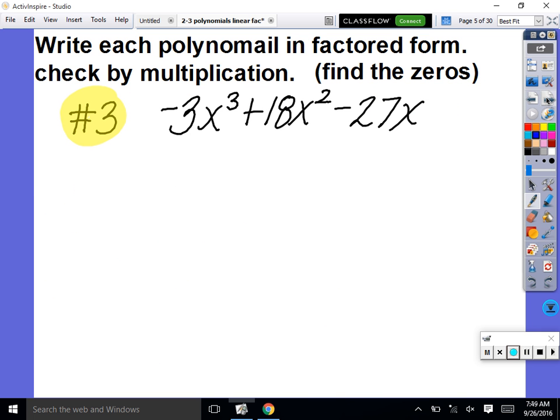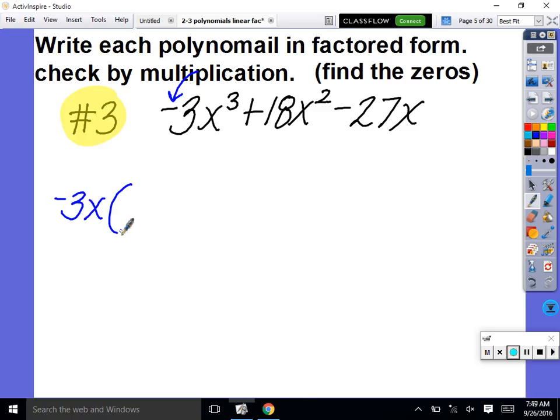Okay, let's do number 3. It says write each polynomial in factored form and then check by multiplication. I'm telling you to also find the zeros. So with polynomials that are not degree 2, even with degree 2, we say to ourselves, okay, is there a greatest common factor? So in number 3, isn't there something in common? I like that you say negative 3x. If we have a negative in front, it's probably best to factor out a negative. So we're factoring out negative 3x.